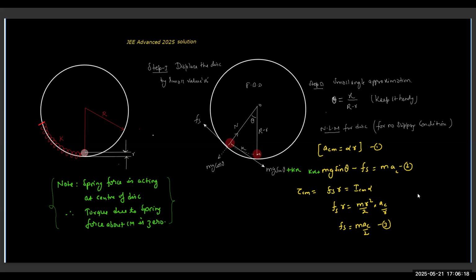So the method is very simple. You take the object at the mean position, you displace it slightly from the mean position. And because the displacement is very small, you can use all the approximation methods, and you can solve the way it's solved here. So you can just go through this by pausing the video and understand the concept.